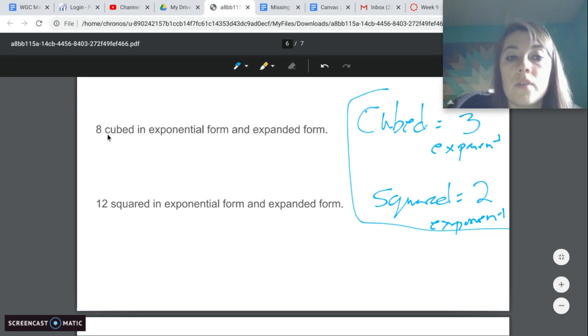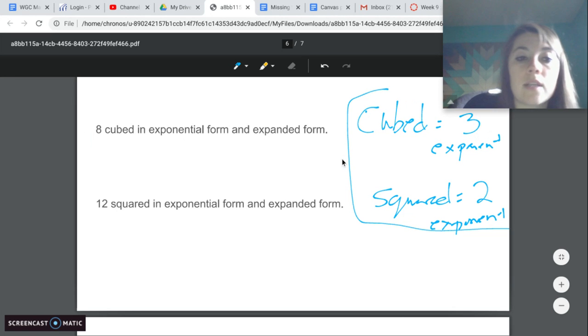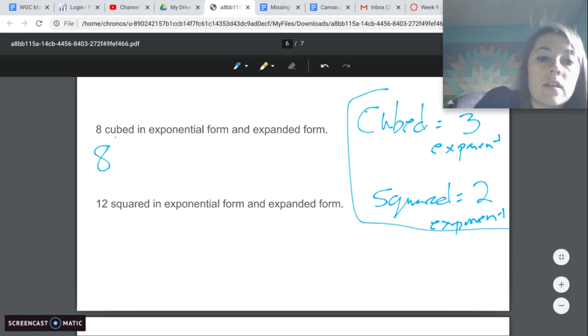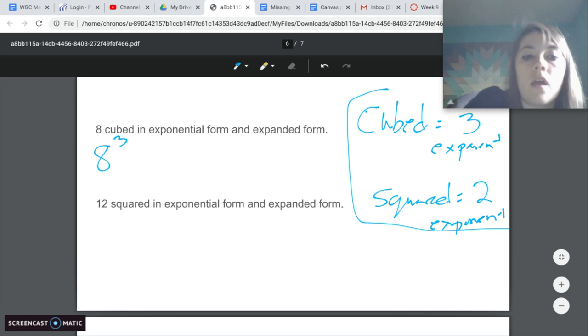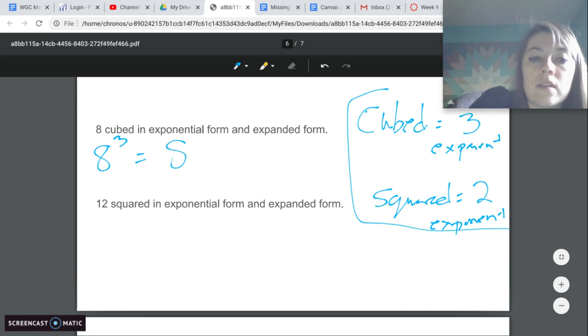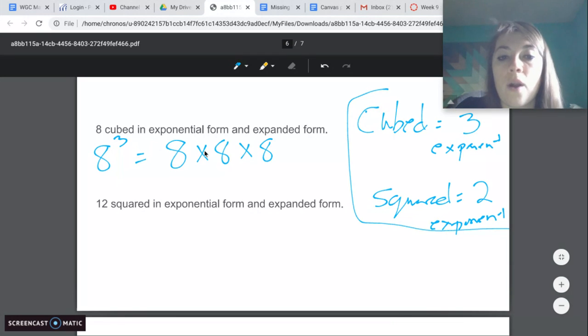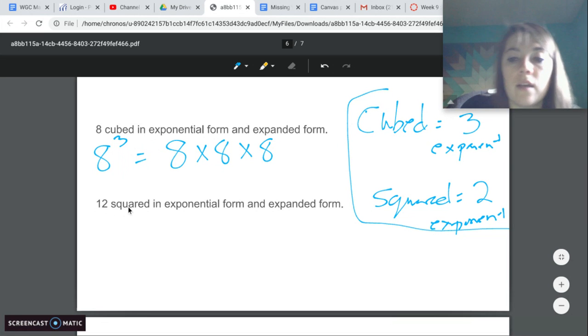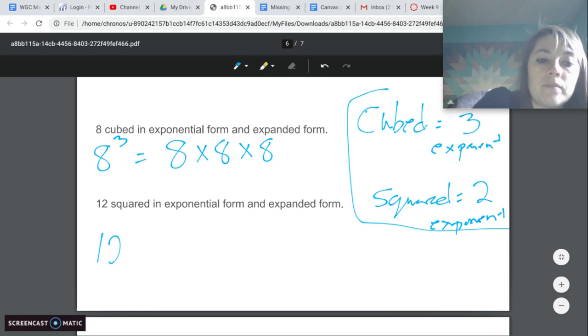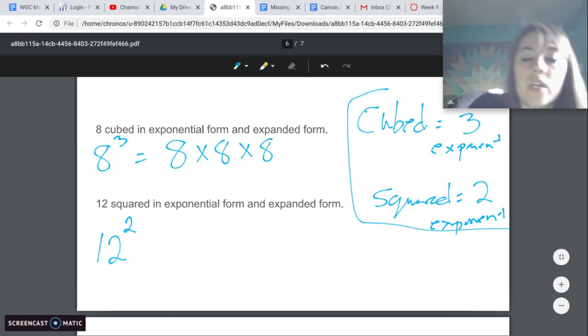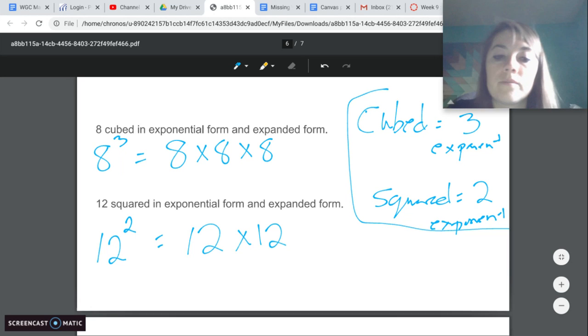So 8 cubed means 3 is our exponent, so we're going to have 8 cubed, which is the same thing as 8 times 8 times 8. So there we have our exponential form and our expanded form. Now, 12 squared, 12 is our base number. Squared means we put a 2 in the exponent, and it's the same thing as 12 times 12.